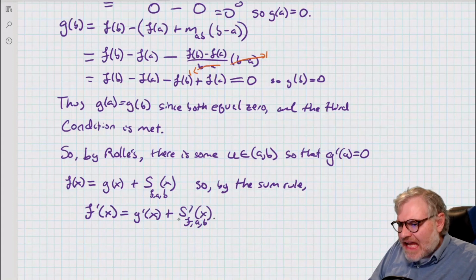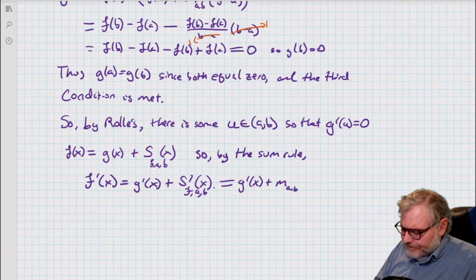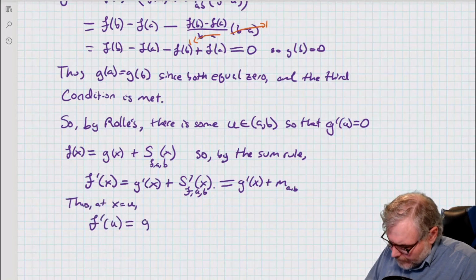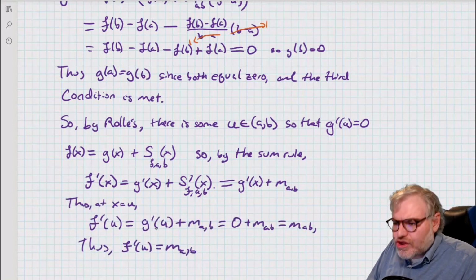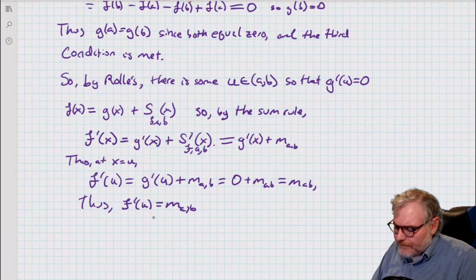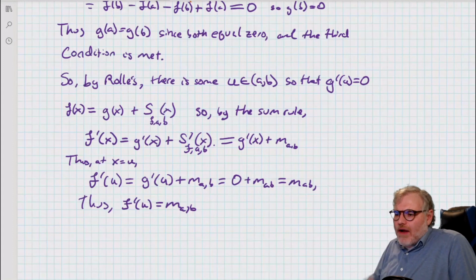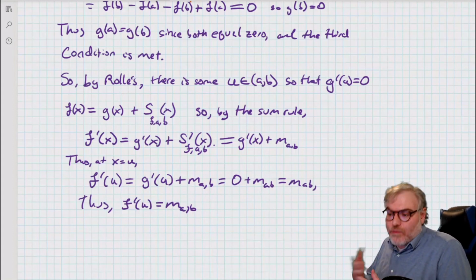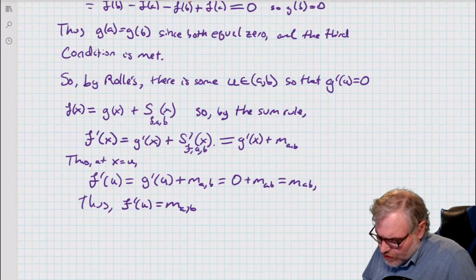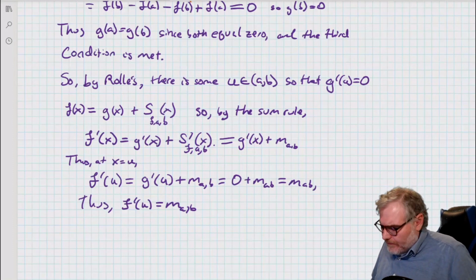Right? And I already said that this right here was MAB, right? Because this is just a line. Well, then at my u, g prime of u is 0. I just proved that, right? G prime of u equals 0. So that means it goes away, and all I'm left with is the slope. So I added back in the derivative of s, and because g prime of u is equal to 0, I wind up with a place where f prime of u equals 0, equals MAB.